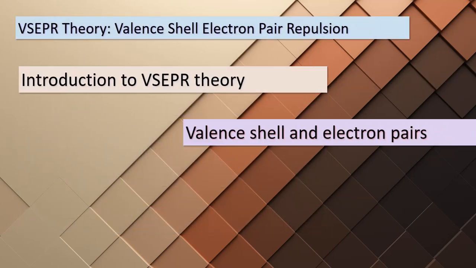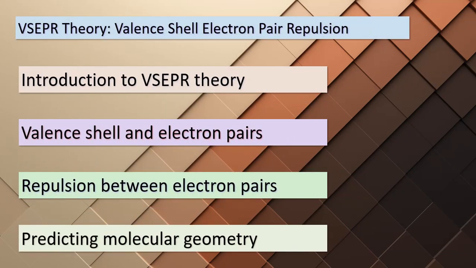Welcome back, curious minds. Our journey continues with the introduction of a powerful concept called VSEPR theory, which stands for valence shell electron pair repulsion. Remember, the valence shell is the outermost energy level of an atom, and it's where the action happens when atoms come together to form molecules. The theory is simple but incredibly insightful. It tells us that electron pairs in the valence shell repel each other, and this repulsion influences the three-dimensional arrangement of atoms in a molecule.